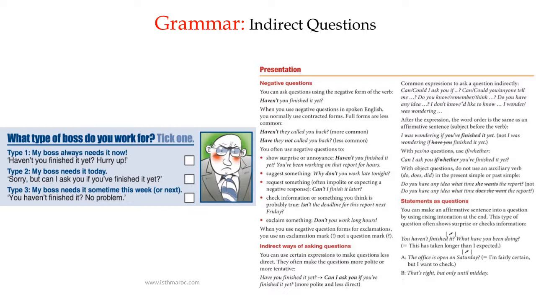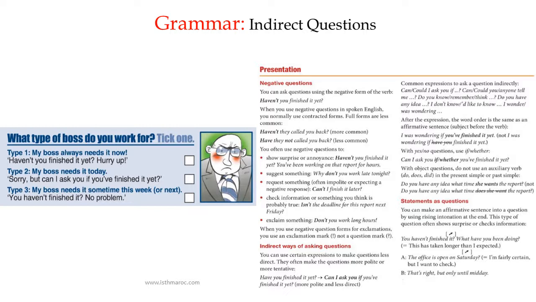With yes/no questions, use if or whether. Can I ask you if or whether you've finished it yet? With object questions, don't use an auxiliary verb, do, does, or did, in the present simple or past simple. Do you have an idea what time she wants the report? Not, "Do you have an idea what time does she want the report?" That's incorrect.